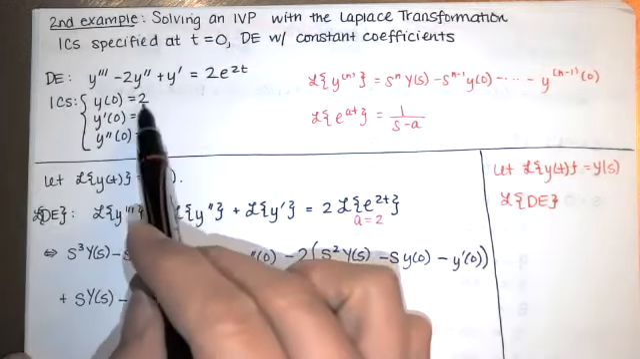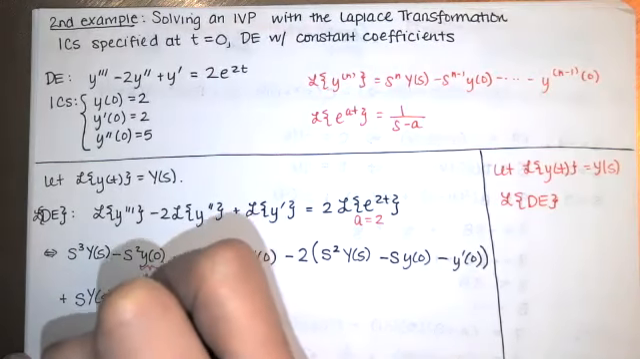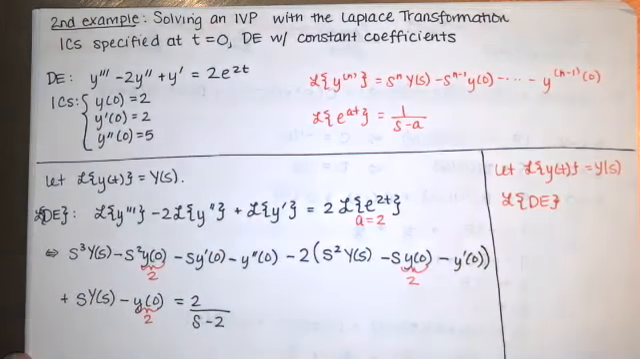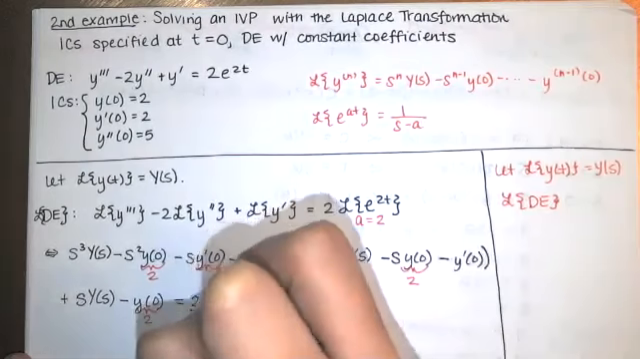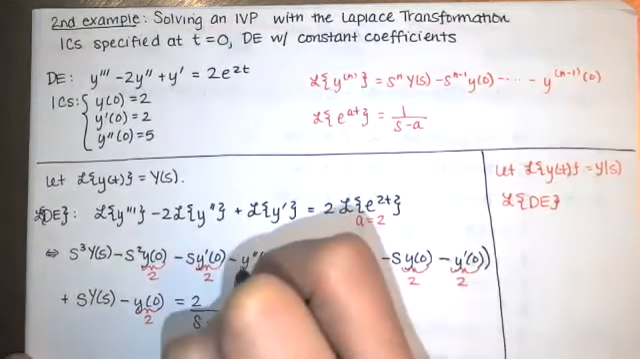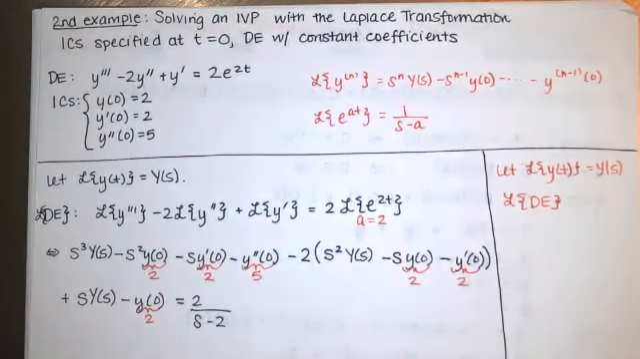So now we're going to substitute in our initial conditions in this equation. Y of 0 is 2. Y prime of 0 is also 2. And y double prime at 0 is 5. Okay, now let's simplify.